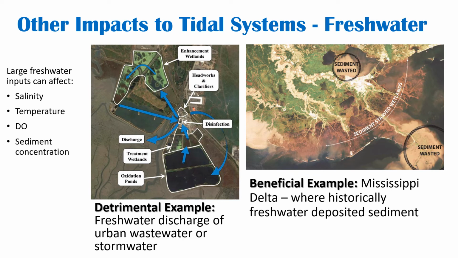When you put large freshwater inputs into a salt marsh, it can affect the salinity, the temperature, the DO, and the sediment concentration. However, sometimes this can be beneficial. For example, in the Mississippi Delta, historically freshwater was deposited and created these coastal marshes. A detrimental example is when freshwater discharge or urban wastewater or stormwater is discharged into the marsh.